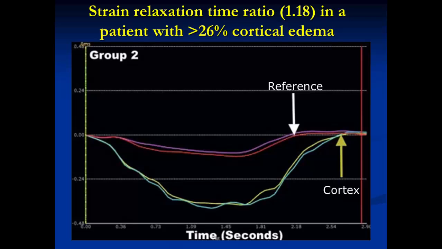And next, this strain graph is from a patient with greater than 26% cortical edema, the more edema in the renal cortex. You may see that the cortical strain reduction time crosses zero after the reference strain reduction time. This ratio is greater than 1.